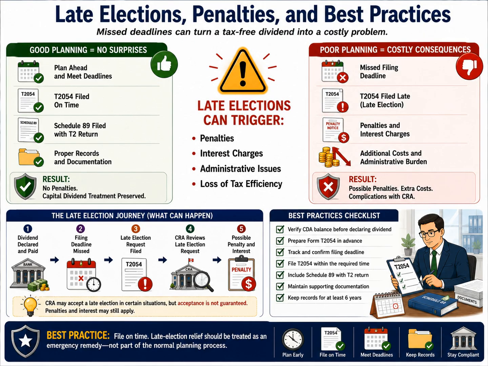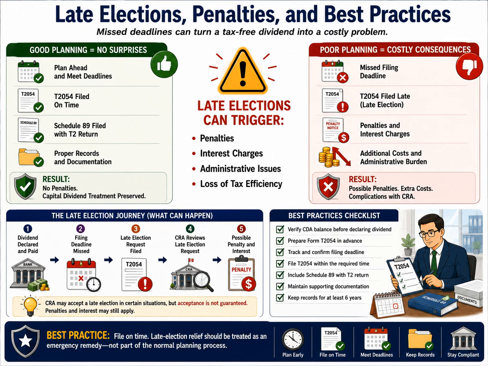If you look at the advisors shown in the illustration, you'll notice that successful compliance is usually the result of organization rather than last-minute action. Calendars, checklists, records, and planning systems are often just as important as technical tax knowledge. The key takeaway from this slide is simple: file on time. Late election relief should be viewed as a backup plan, not the primary plan.